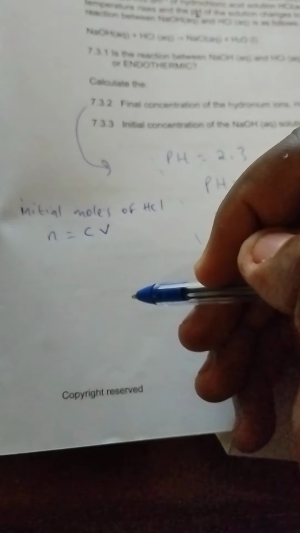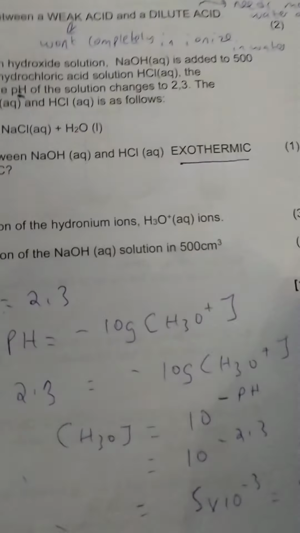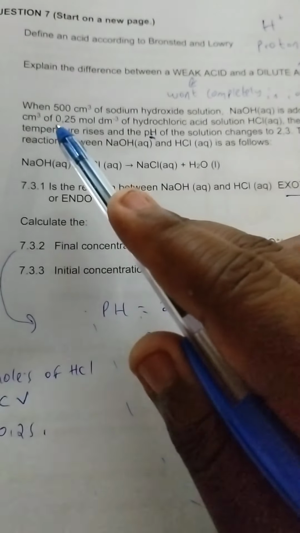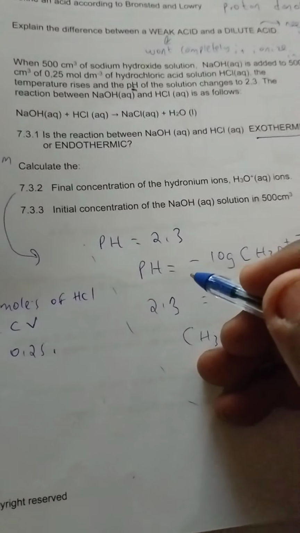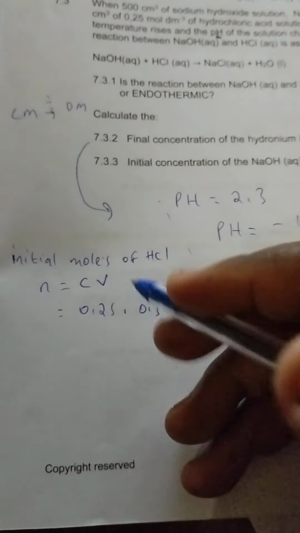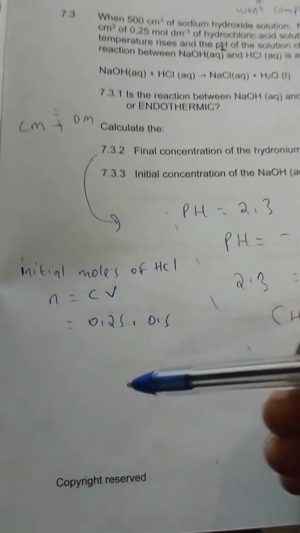So remember, how do I find moles? n is equal to CV. That's the formula to find number of moles. Maybe they'll give a formula for that, I hope. So what is the concentration? The concentration is 0.25 of HCl. So it's 0.25 times the volume, which is 500 cm^3. Remember, if the concentration is in dm^3, and the volume is in cm^3, you must convert from cm^3 to dm^3. To convert, we divide by 1000. So 500 divided by 1000 will be 0.5. It's clear the concentration is in dm^3, that's why the volume must also be in dm^3. So I'll divide by 1000.